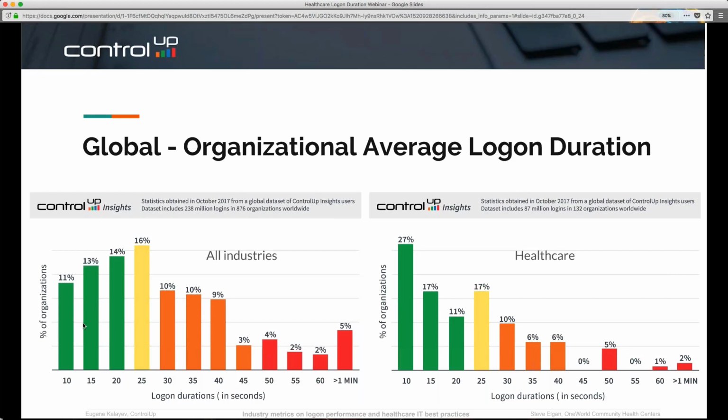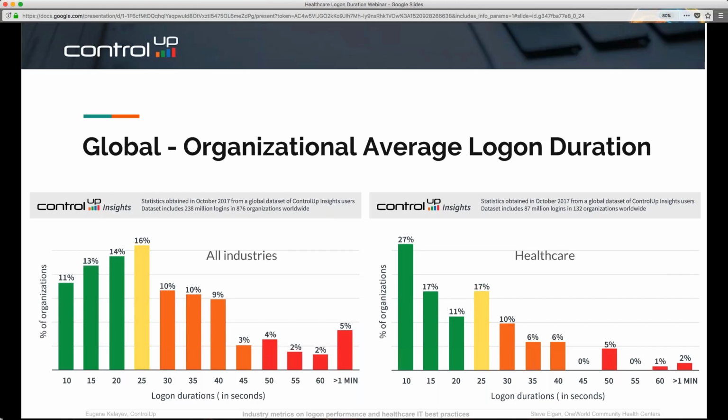So that's the leftmost bar here. That means their organizational average is less than 10 seconds, which I think we can all argue is pretty good. And if you look at the right-hand side, this is only healthcare organizations. You can see that about 27%, so a quarter of all healthcare organizations in the sample, actually have an average logon duration of under 10 seconds.